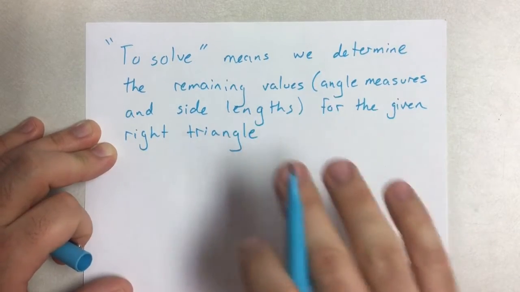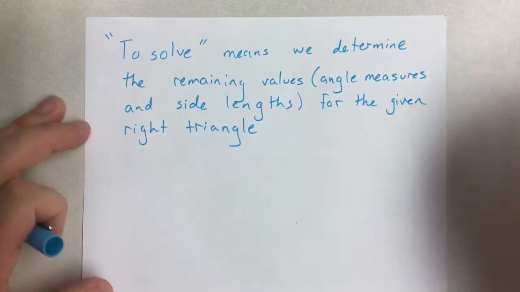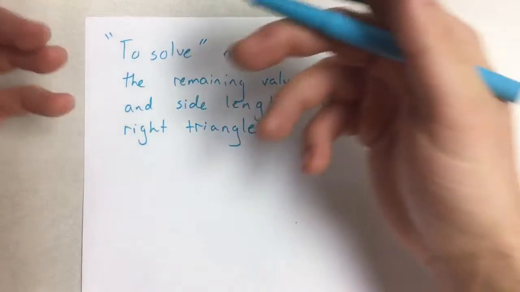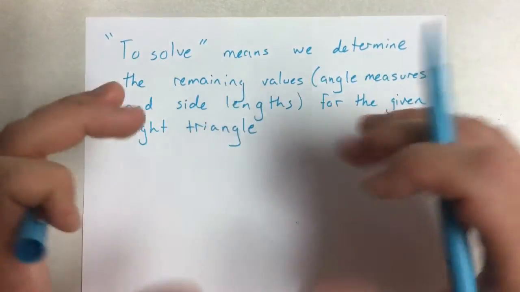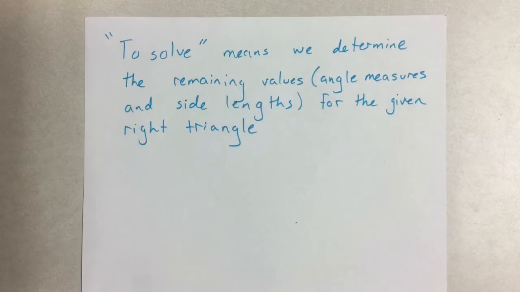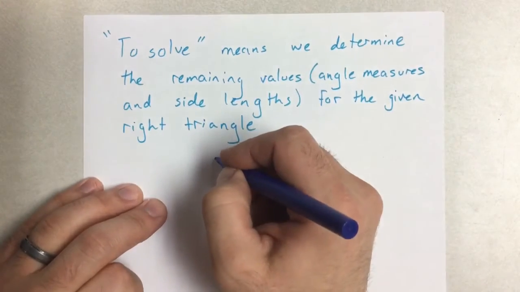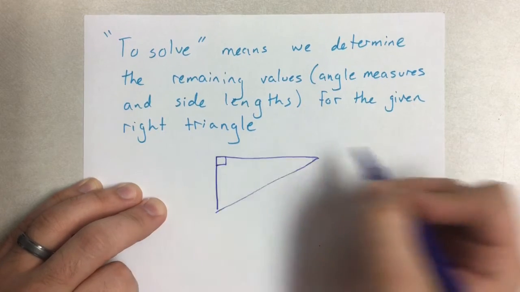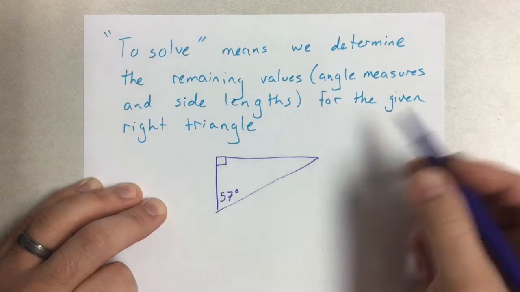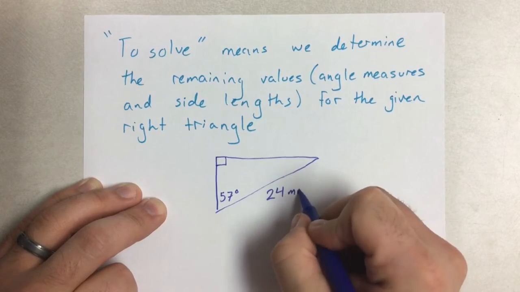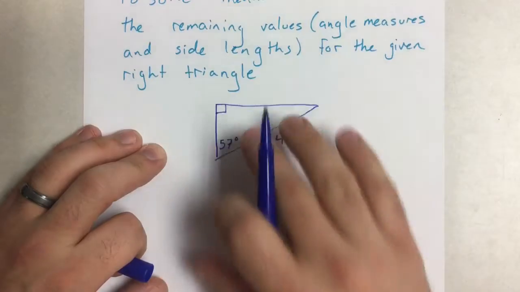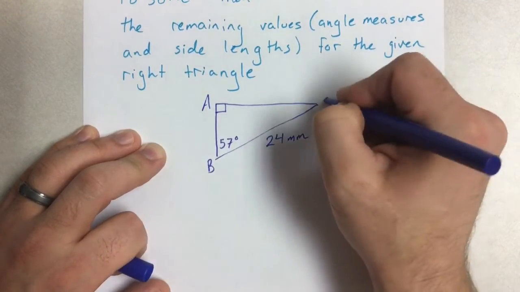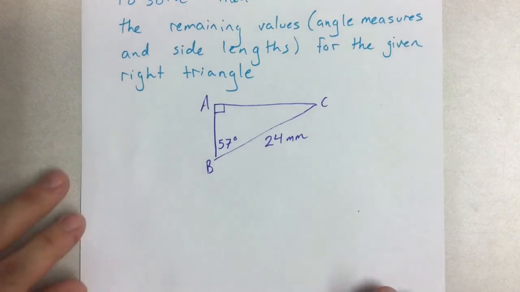Okay, so one difference compared to what we just did is that in the previous example, we only had to find one value. Here, when we say to solve, we're finding every component of the triangle. So let's say that our triangle is 57 degrees and 24 millimeters. All right, so to make it easier for us to talk about this triangle, let's go ahead and throw labels on our vertices.